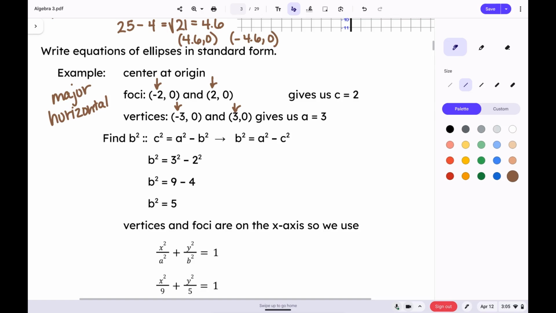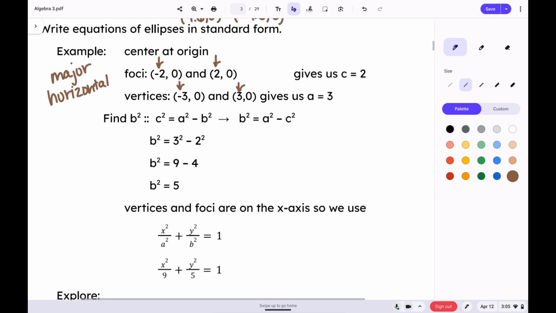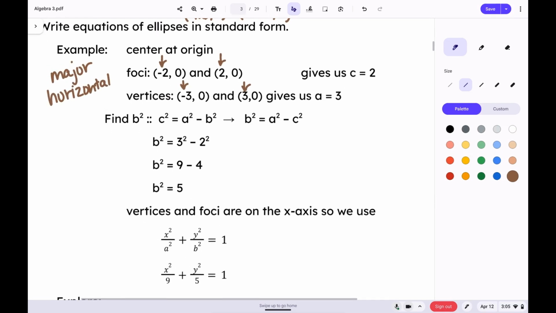That means when I go to graph this, when I go to write my equation, the a squared should go underneath my x squared in my equation. So that's what they have down here. Notice how the a squared is underneath your x squared, and then the b squared is underneath your y. Okay, so we need to figure out what is a squared, what is b squared.